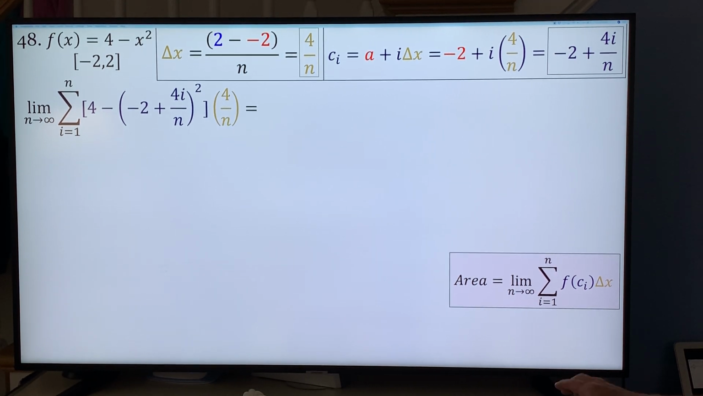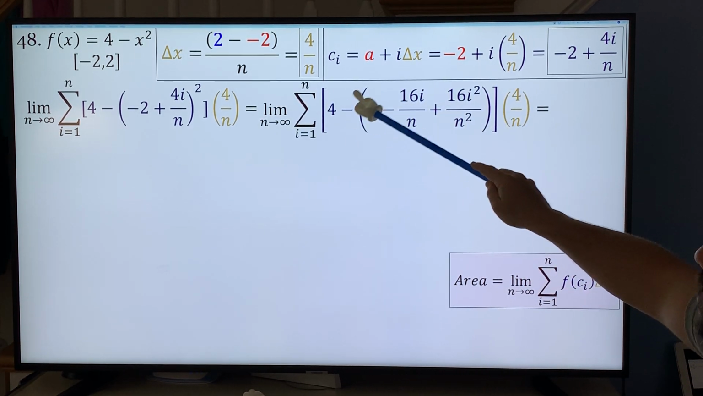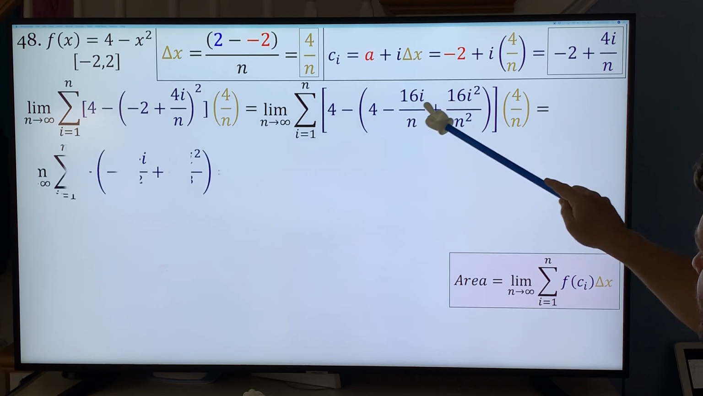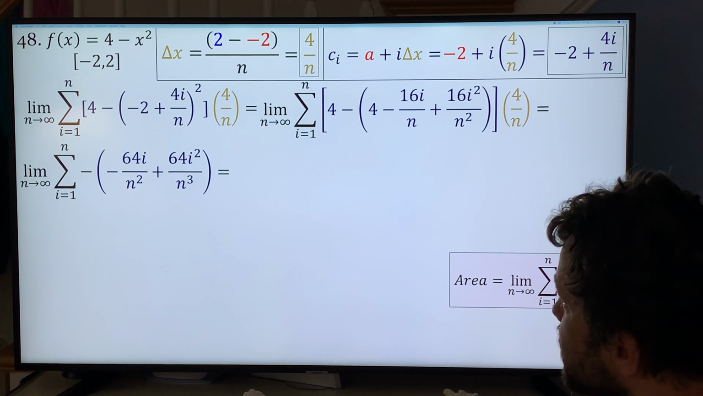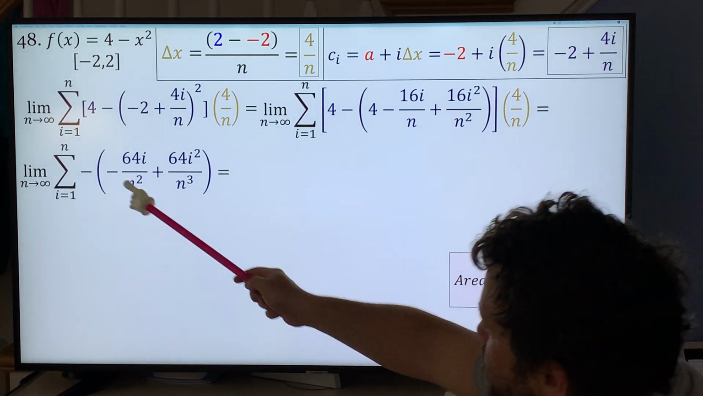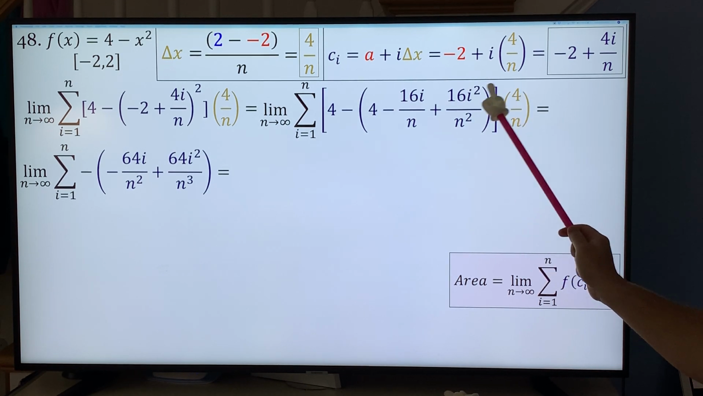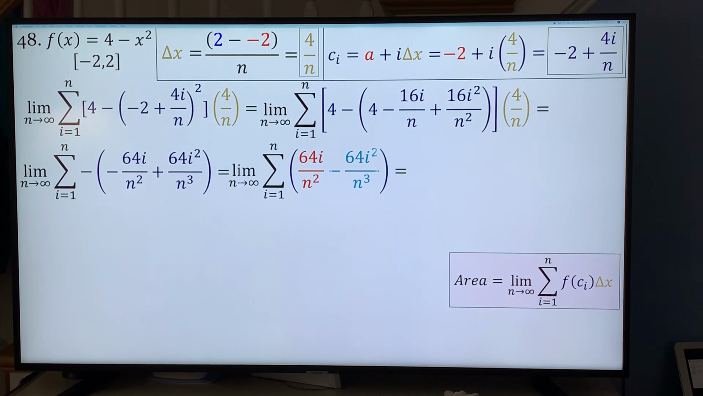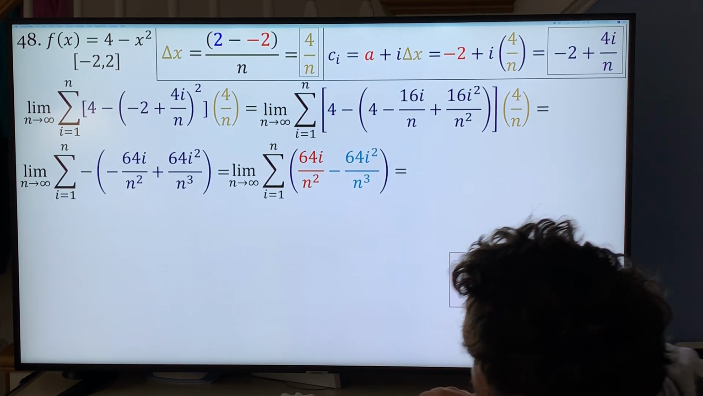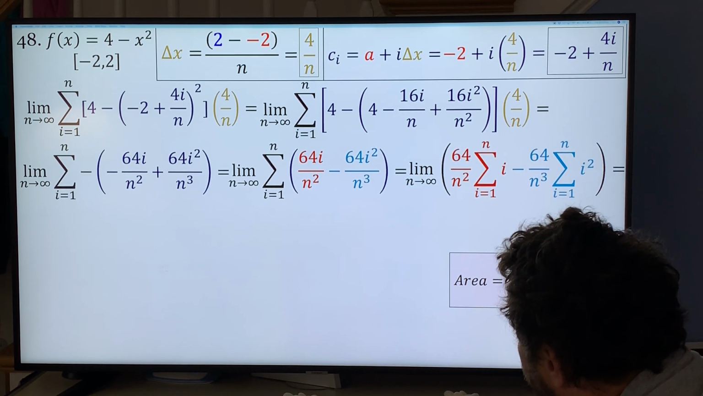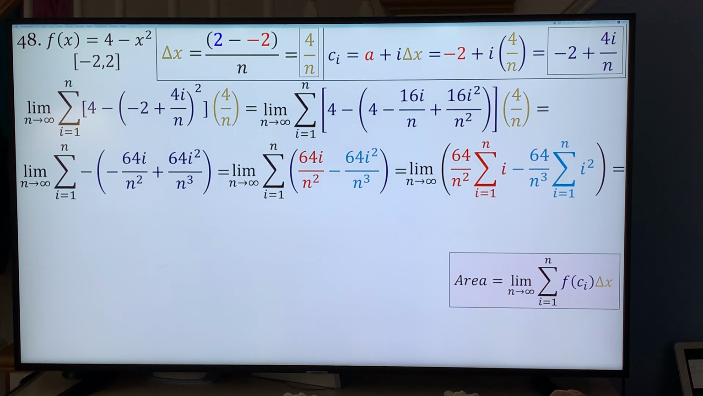Now, you're going to FOIL this part right here. 4 minus, distribute the 4. 4 minus 4 is 0. This becomes a positive, this becomes a negative. What I did here was leave the negative out front. 4 over n. So you're going to take your 4, multiply here, and multiply both of these by n. Negative, distributed afterwards. This becomes positive, this becomes negative. You're going to pull out your 64 over n squared and your 64 over n cubed.